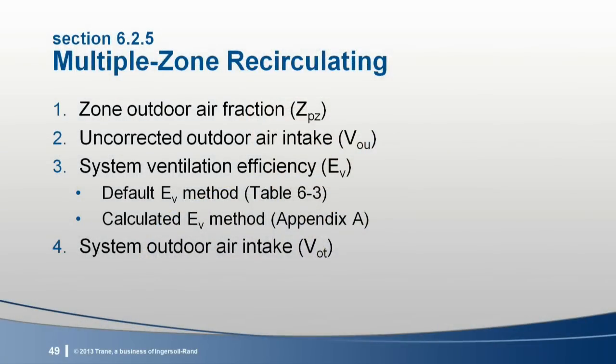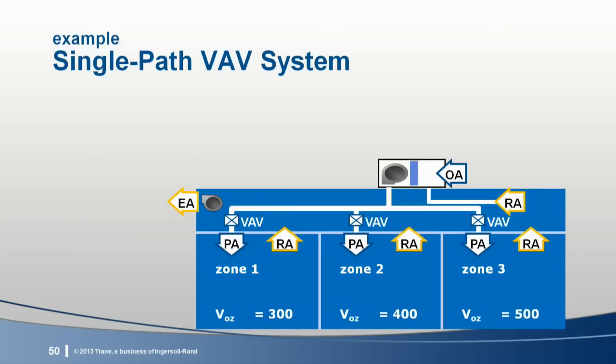Here are the steps to determine the required system intake flow for a multiple zone recirculating system. Again, this assumes that we've already completed the zone calculations. The first step is to calculate each zone's outdoor air fraction. Second, we find the uncorrected outdoor air intake, followed by the third step of determining the system ventilation efficiency. And finally, the fourth step, we calculate the required system outdoor air intake flow, V sub OT. We'll walk through these steps using our same three-zone example, with the same zone outdoor air flows already calculated.